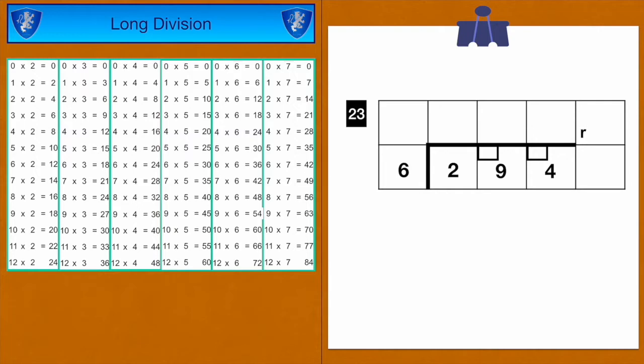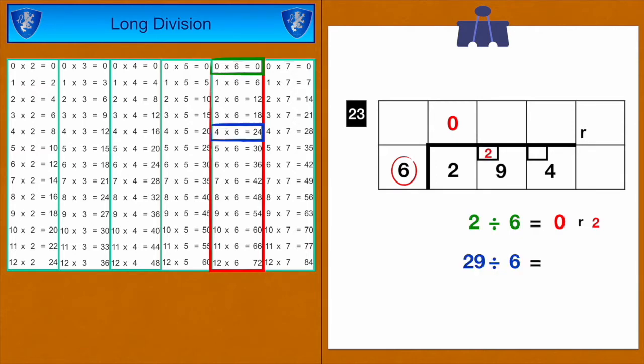Question number 23. 6 times table now. 2 divided by 6 gives me an answer of 0 and a remainder of 2. 29 divided by 6 will be my next step. 29 divided by 6 gives me 4 because 4 times 6 is 24 with a remainder of 5. 54 is my third step. 54 divided by 6 gives me an answer of 9 with a remainder of 0.